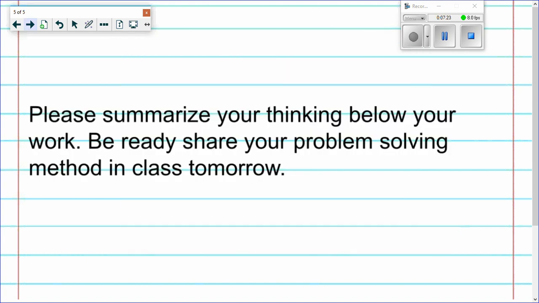In your math journals, please write a summary of how you solved the problem, explaining the steps of the strategy that you wrote down. Remember, this shouldn't just be a one-sentence answer. It should be something where someone would be able to read it and then really understand and follow the steps of the strategy that you used.